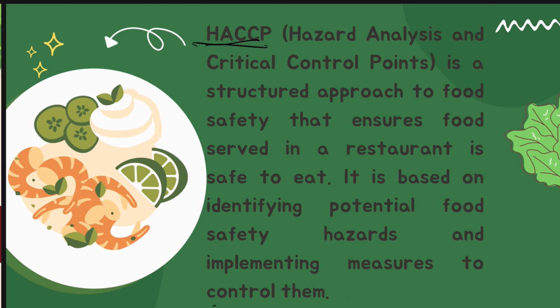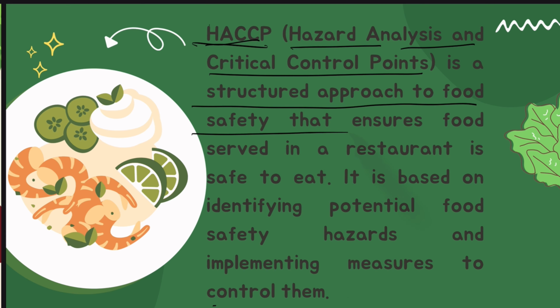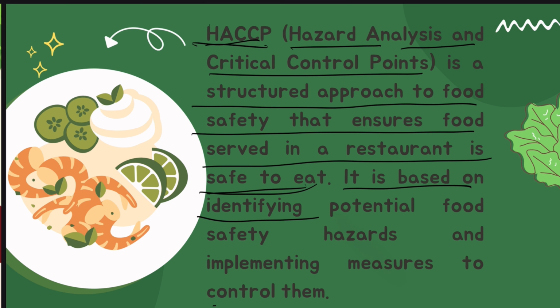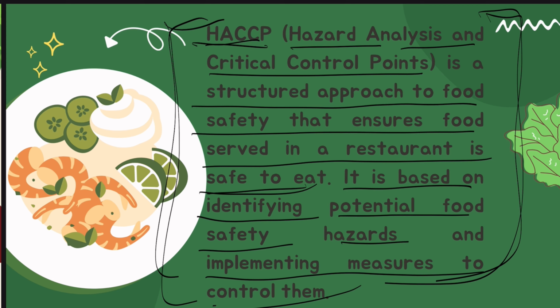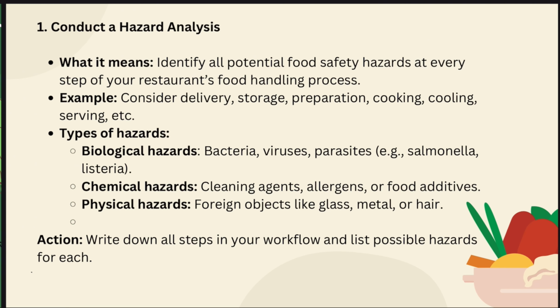Okay, HACCP, hazard analysis and critical control point, is a structured approach to food safety that ensures food served in restaurants is safe to eat. It is based on identifying potential food safety hazards and implementing measures to control them. Okay, so this is the very simple explanation. So let's jump to the procedures.